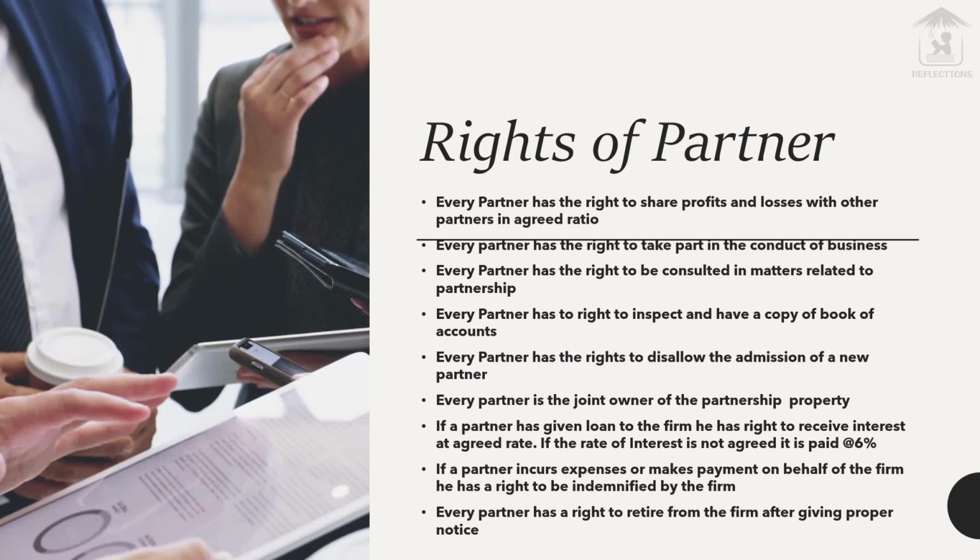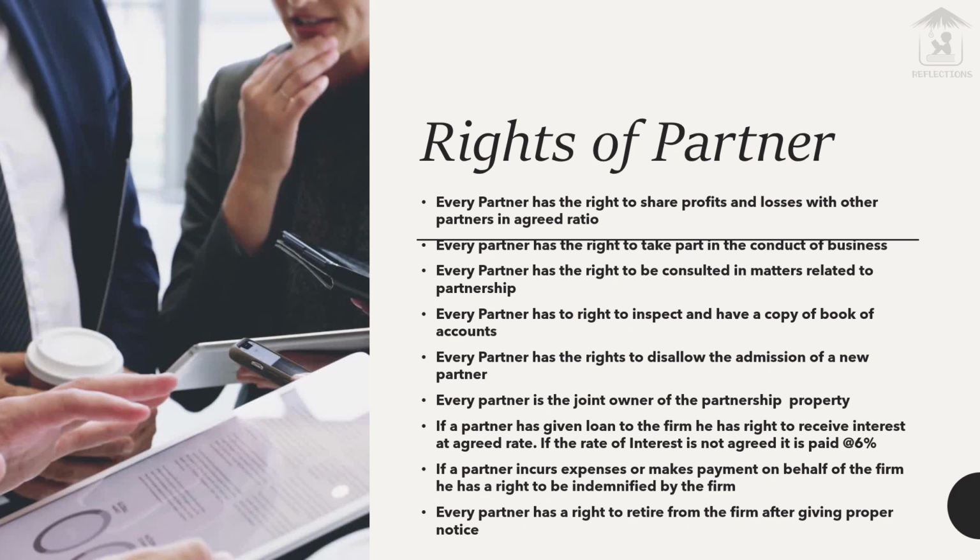So we have 5 partners. It's not that if 4 partners agree we can elect a new person as a partner. It is that all the 5 partners should reach a consensus. We need to say all the 5 partners should agree to accept the admission of a new person as a partner. Every partner is a joint owner of the partnership property.